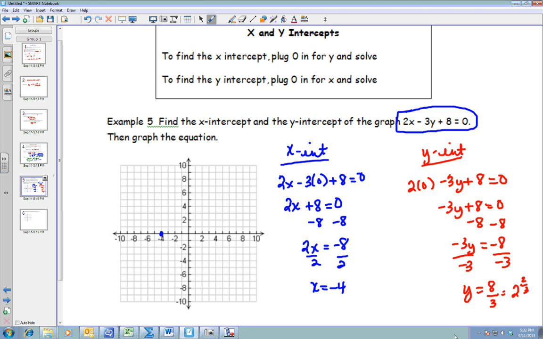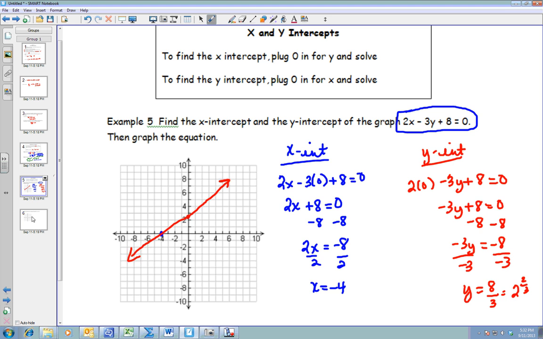So pretty close to 3. So my y-intercept, that means it crosses my y-axis at 2 2/3. So not quite to 3. And then to draw a line, we only need 2 points. So now I can draw that line in. Mine's going to be really rough, because I have to just kind of guess how I'm going to draw that on there. And I'll give you rulers to do that.